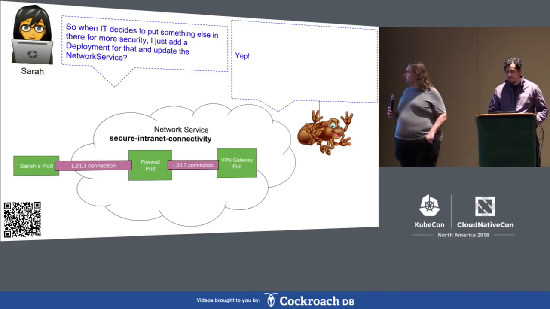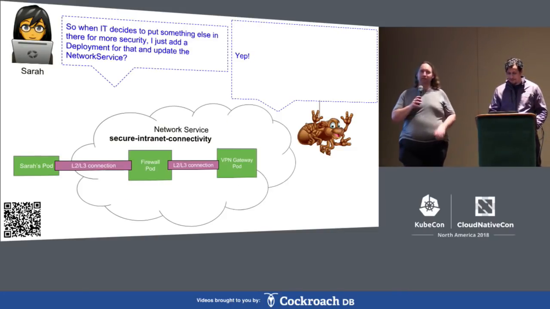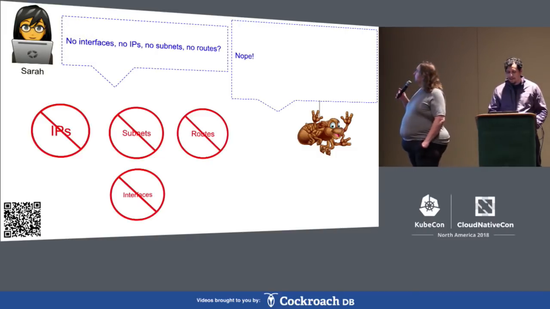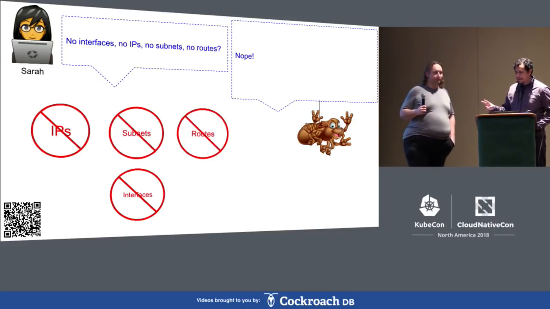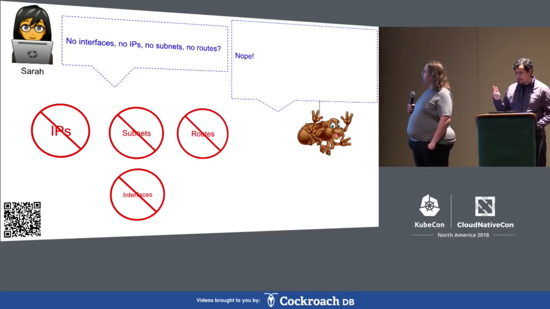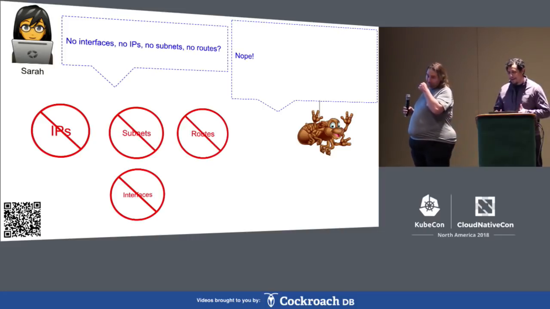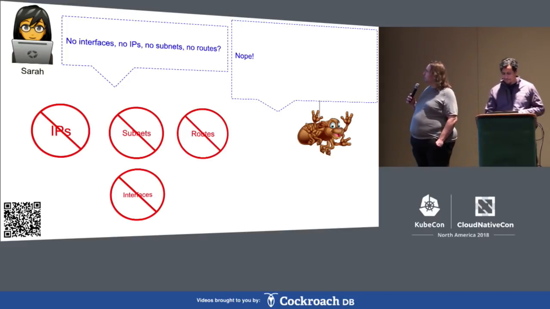Okay, so we just update the deployment and then update the network service mesh, and then we're good to go. Exactly. So deploy the firewall pod, update the network service, and all the new pods that come up online from Sarah will get connected through this kind of composition. Okay, so Sarah does not have to worry about her interface. Her IPs didn't get assigned or routed. She does not have to worry about the routes themselves or the interfaces that are on there. That doesn't mean that they're not there, but they're implementation details that she doesn't need to pay attention to. Exactly.